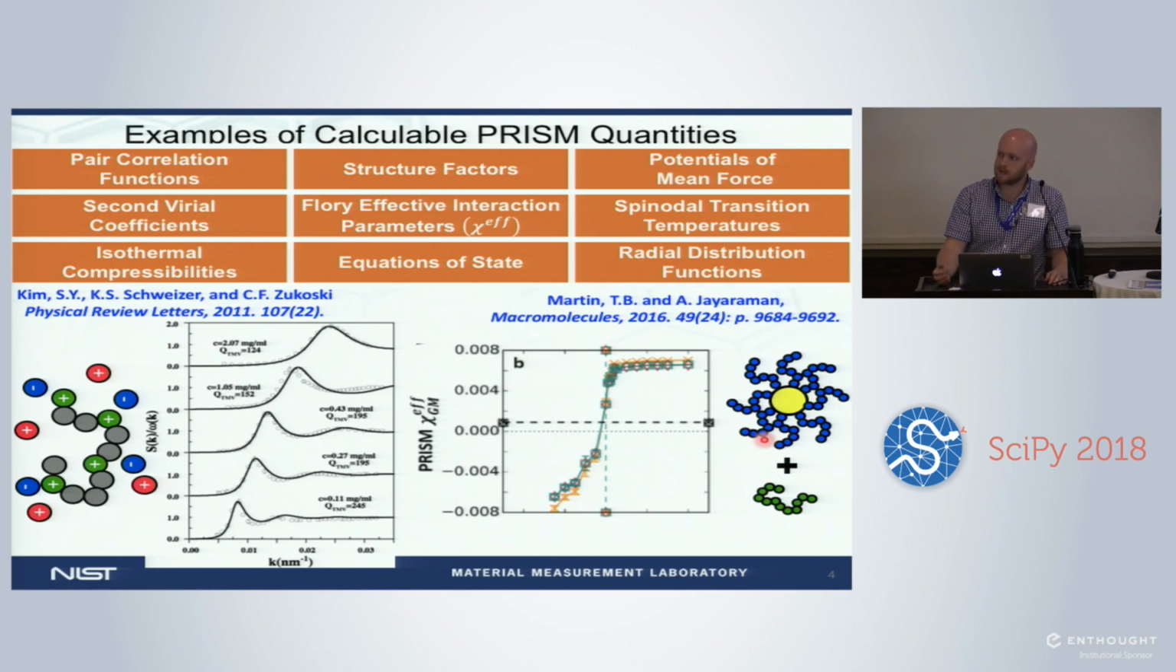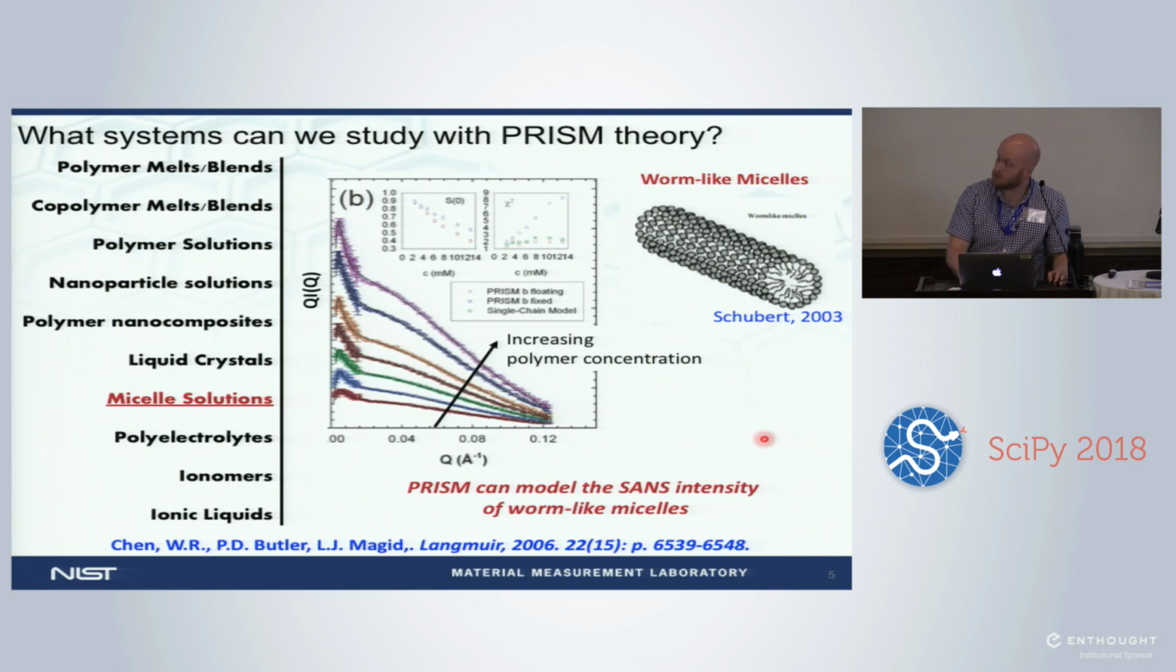So, I've shown you the basics of PRISM theory. I've shown you what we can calculate with PRISM theory. Now, what kind of systems can we study with it? Again, in a brief overview, we can study systems like micelle solutions. Here we're using PRISM to model the small angle neutron scattering data of these worm-like micelle systems. We can see that we're modeling the data quite well. If you go back and read this paper, you'd find that they don't have other good models to model this system. So this is really the only way to extract meaning from this very expensive experiment.